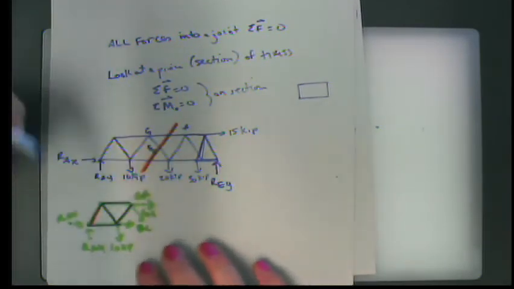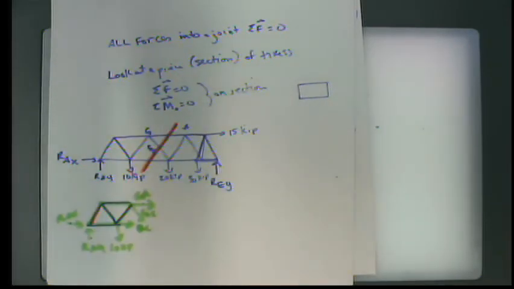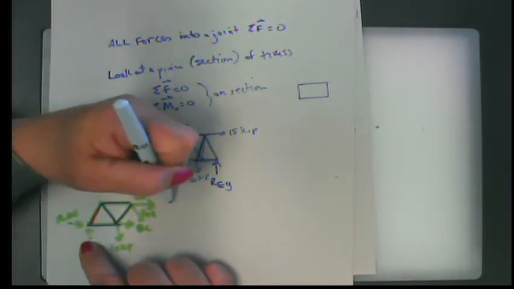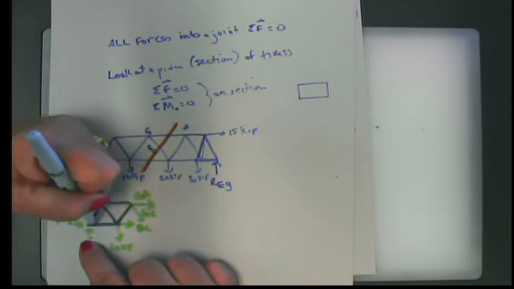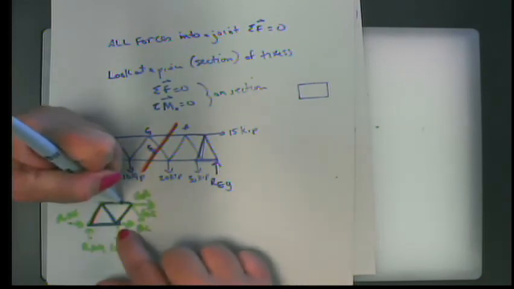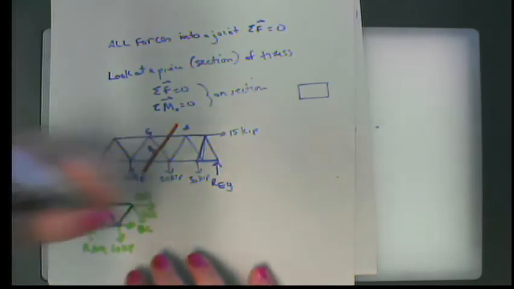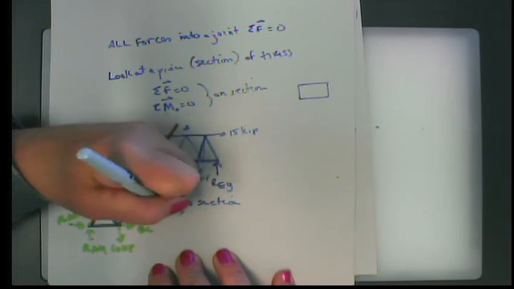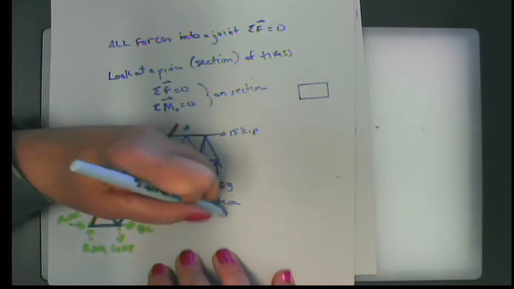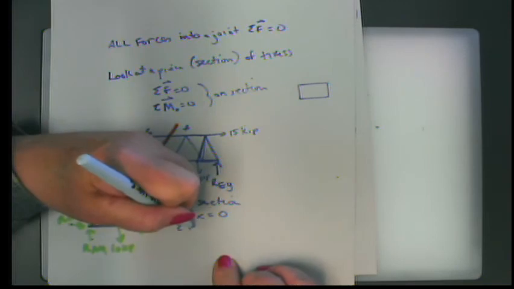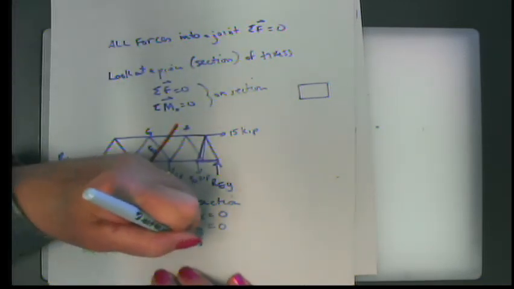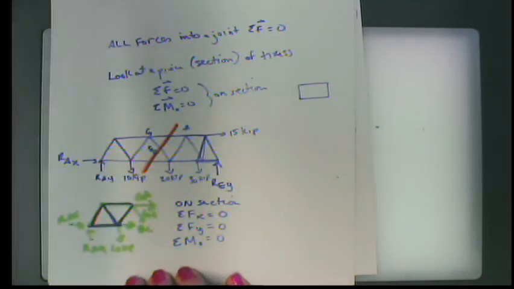So I can do my free body diagram with the entire truss, just like I did with the method of joints, but now I can also look at the method of sections, just looking at this section that I've drawn in blue and looking at these forces acting upon it. And on this section, I can say the summation of forces in the x direction on the section have to equal 0, summation of forces in the y direction on the section have to equal 0, and the summation of moments on any point of this section also have to equal 0.